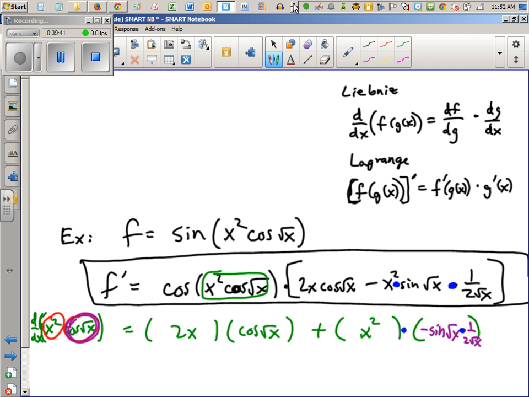Okay, let's check it. Let's see what it comes out to numerically. Let's say at x equals 1. Let me show you how to do that on your calculator. So you can pull out your calculator. Even the TI-84 can do this. So bust out the calculator.